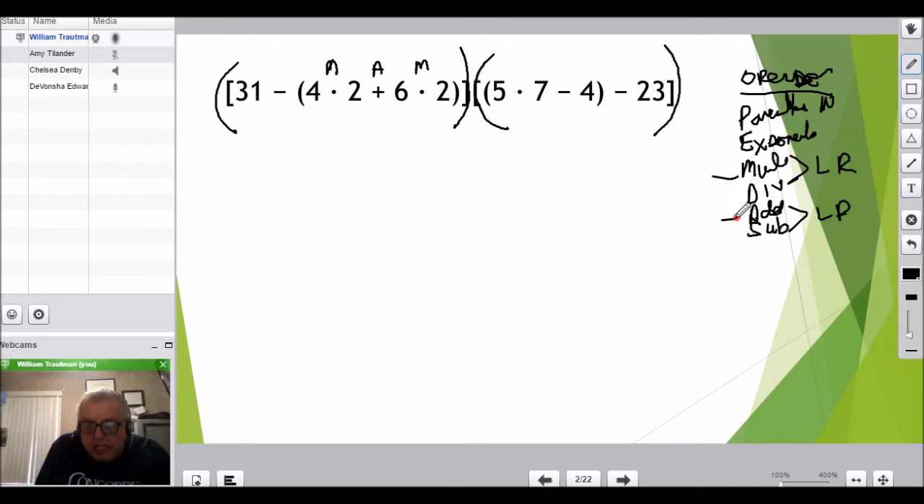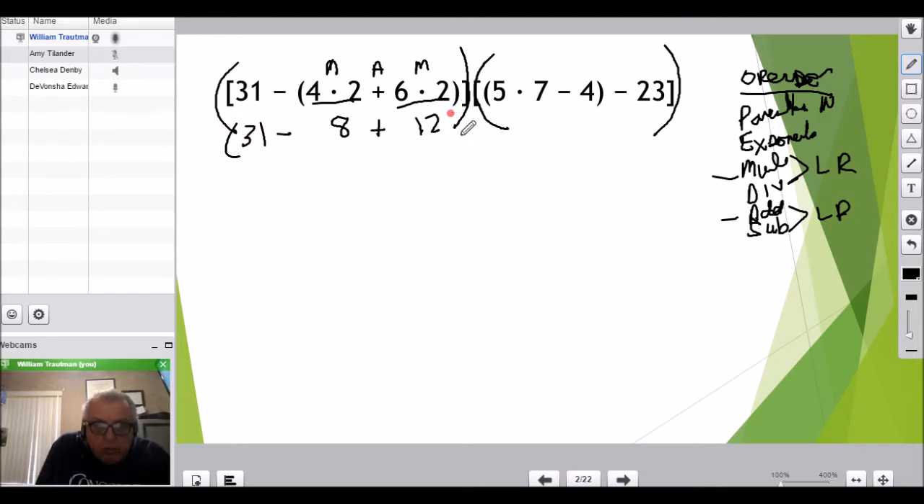Here's multiply, here's add, so we do the multiplies first. 4 times 2 is 8, and then we're going to do this multiply. We do all the multiplies inside this before you do the add and subtracts. 6 times 2 is 12. And I'm going to bring down the plus, the 31, and the minus.